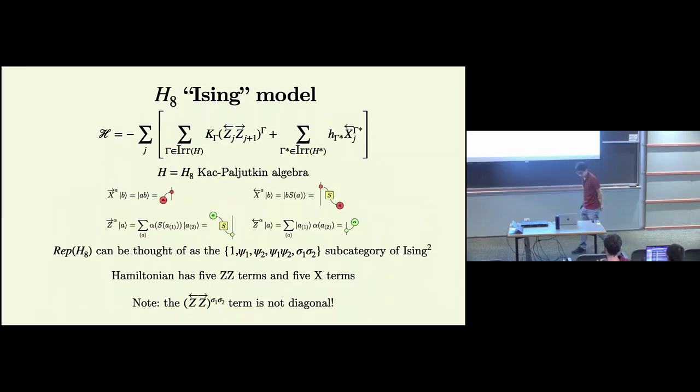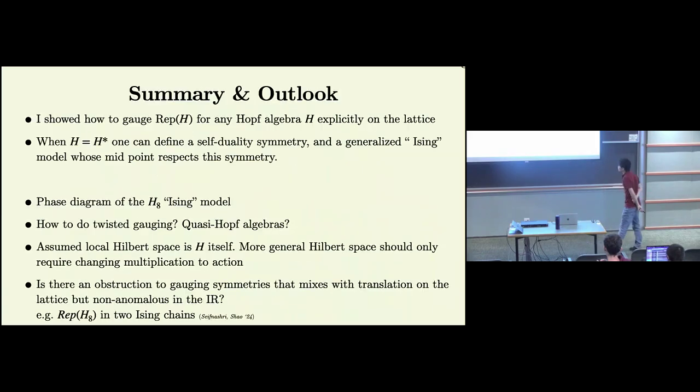Okay, let me just summarize. What I did is I showed you an operator which gauges rep H for an arbitrary Hopf algebra. I didn't have time to walk through the gauging process, but it's basically the same idea. Based on that operator, you can think of it as adding ancillas, coupling them together, and then forming a projection, and that realizes this explicitly. And when your Hopf algebra is self-dual, I can define a self-duality symmetry, right? And I can define a generalized Ising model which has this self-duality at the critical point, or at the midpoint. We don't know if it's critical yet.